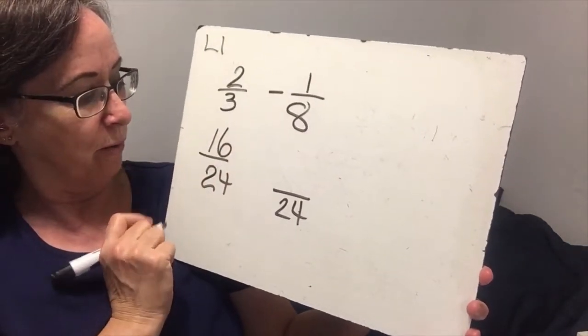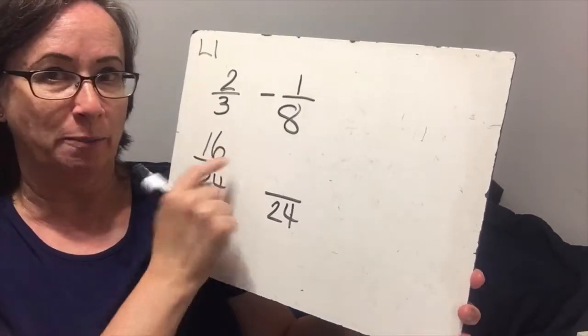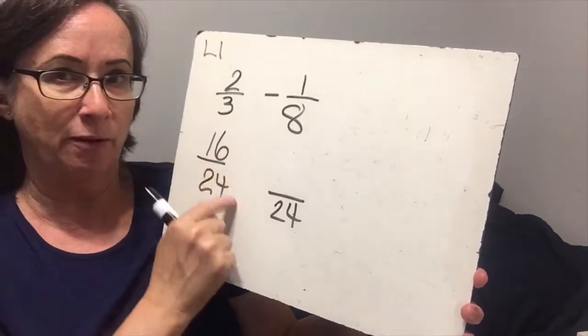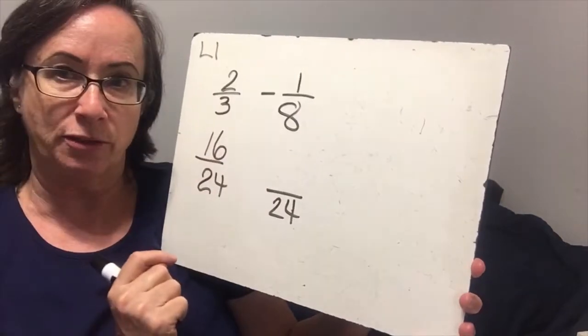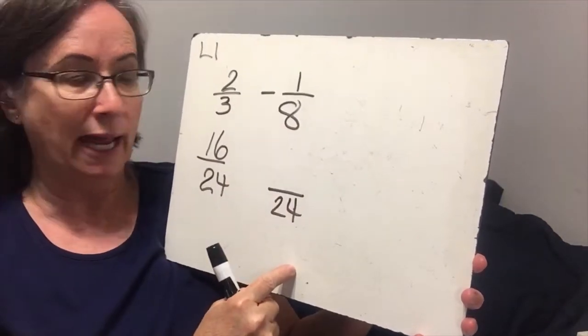Okay, so if I simplified 16 over 24, wouldn't an 8 go into both parts? And when I divided both of them by 8, wouldn't I get back to 2/3? All right, so then we're going to do the same thing with the 1/8.